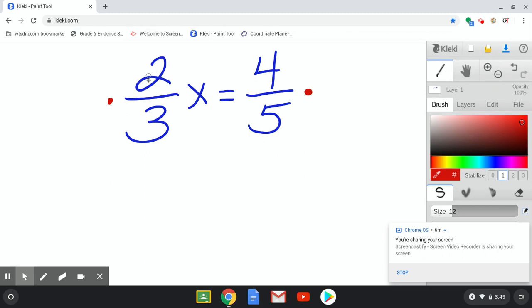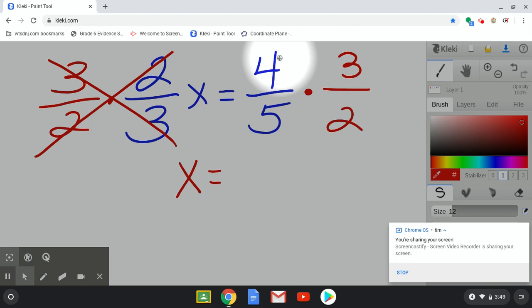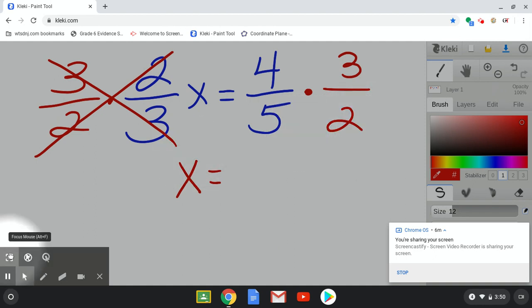So the reciprocal of 2/3 is going to be 3/2. So I'm going to multiply both sides by 3/2. These will cancel out, and then I'm going to have x by itself, which is what I want. Now I'm just going to multiply my numerators across, multiply my denominators across, and then we always have to simplify all the way down, okay?